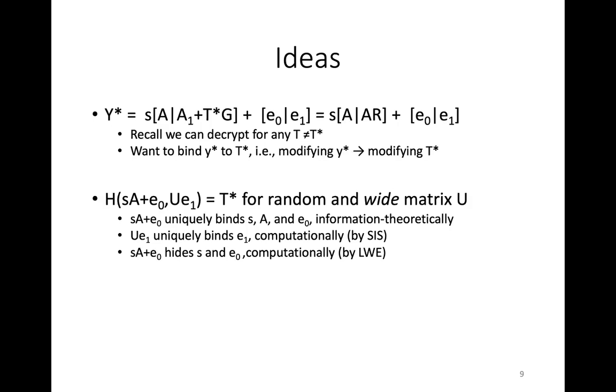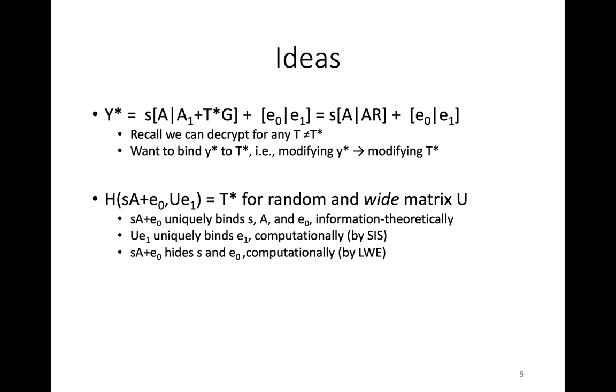And here, basically what we do is the hash of S times A plus the left part of the noise E0, and also U times E1, where E1 is the right part of the noise and U is the newly randomly sampled wide matrix. So by doing this, since Y star is computed using S, E0, and E1, and A and U are public keys, hopefully these terms will uniquely determine Y star.